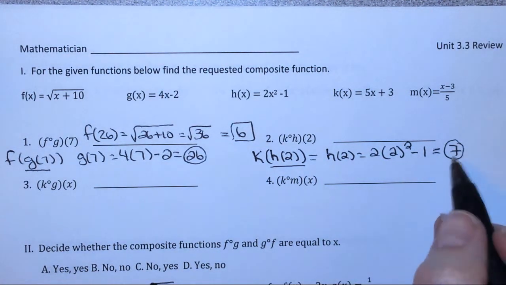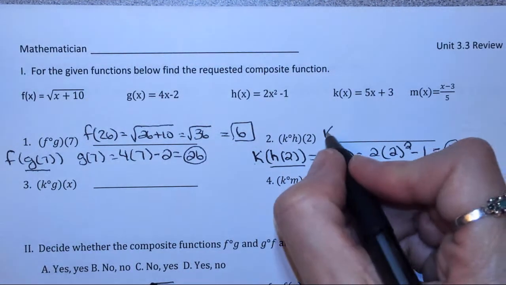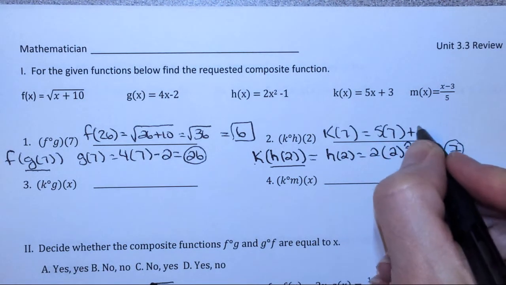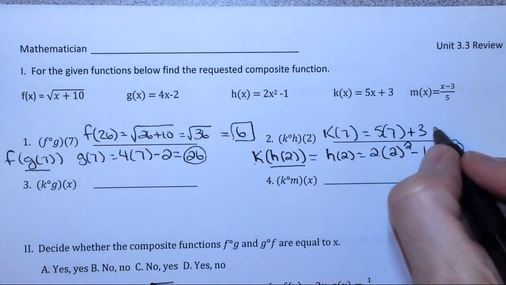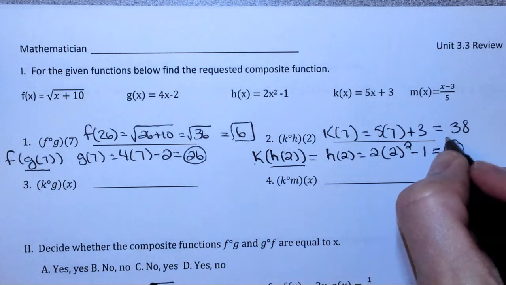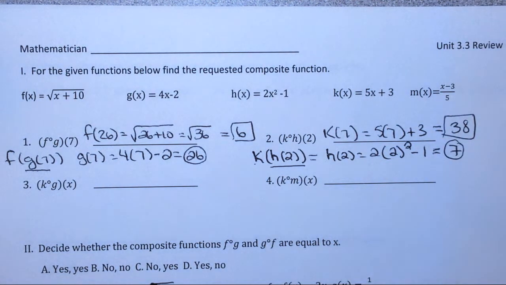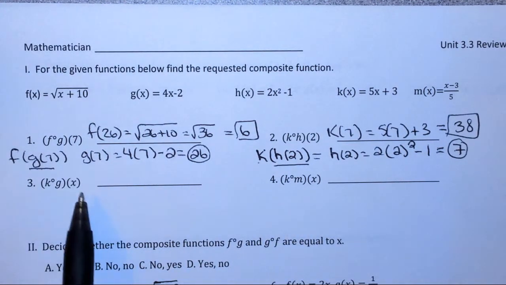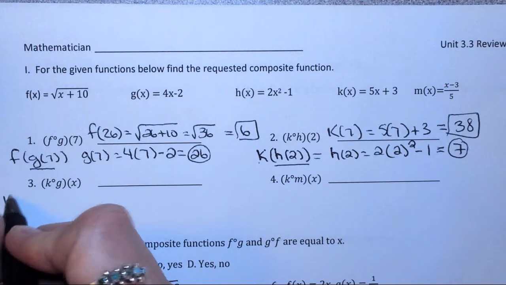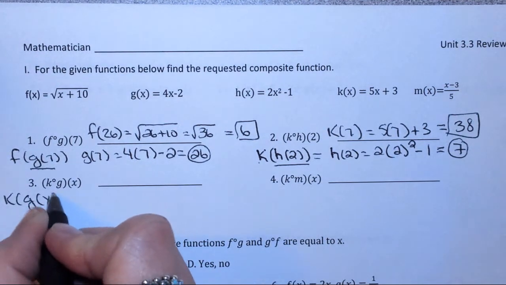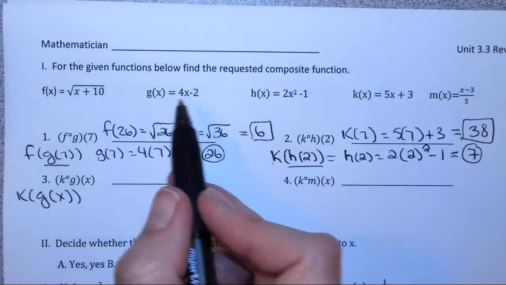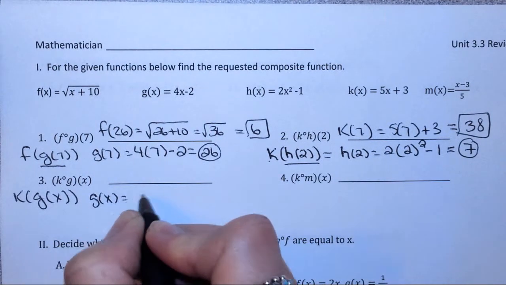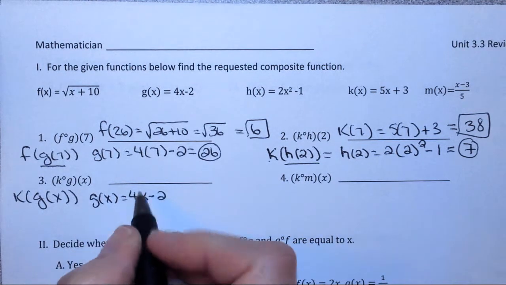That's your first answer. I'm going to take 7 and plug it into the K equation. So K of 7 equals 5 times 7 plus 3. 5 times 7 is 35, plus 3 is 38. Again, your last answer is your final answer. Now for 3 and 4 down here, instead of plugging in a number, I'm just going to plug in X. So K of G of X. So I go to my G equation, I take out the X, and I put the X back in. So it really doesn't change at all. G of X equals 4X minus 2.